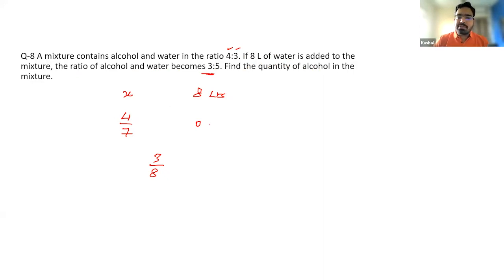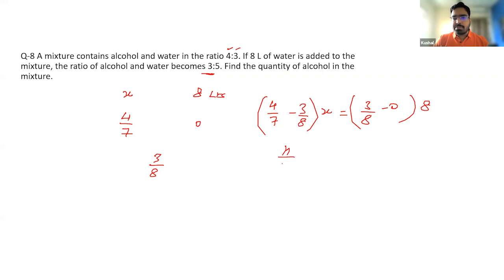So now 4/7 will be greater, 0 will be lesser. So 4/7 will create a surplus. We will say (4/7 minus 3/8) multiplied by x should be equal to (3/8 minus 0) into 8. Let's just try and solve this. 8 sevens are 56. So 8 fours are 32. 32 minus 21 is going to be 11/56 into x should be equal to 3/8 into 8, which would then turn out to be 3. So we will get x is equal to 3 into 56 divided by 11. That will be the value of x.